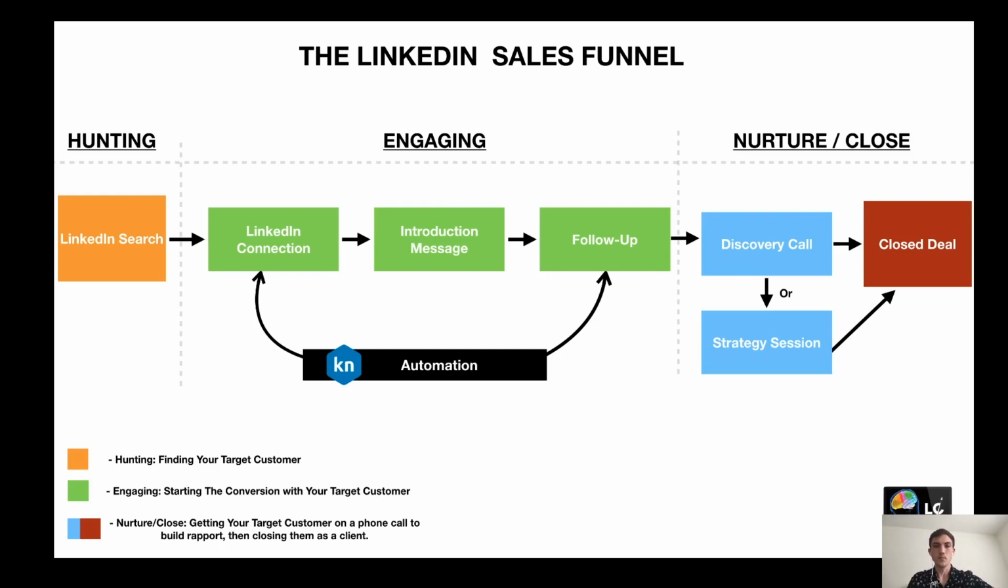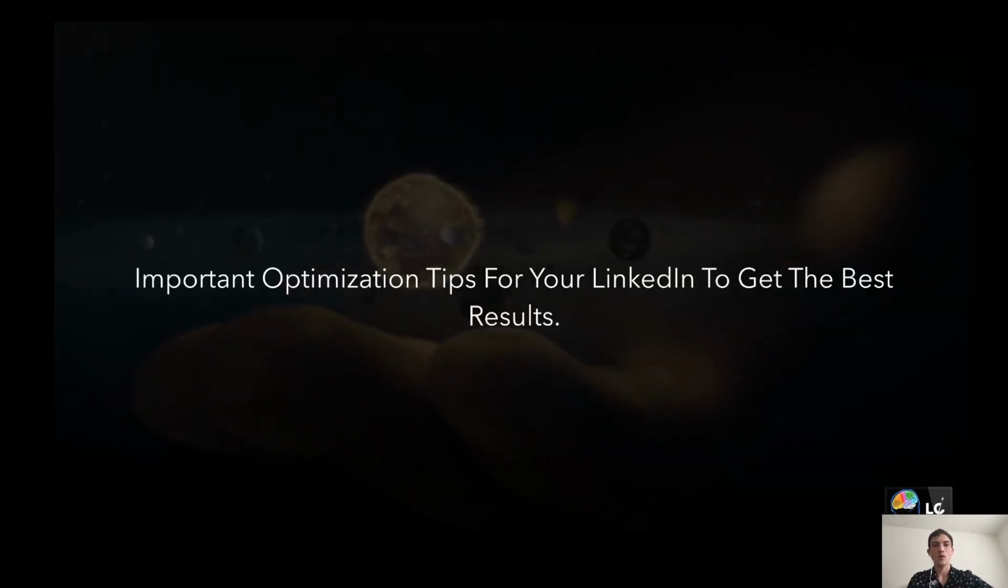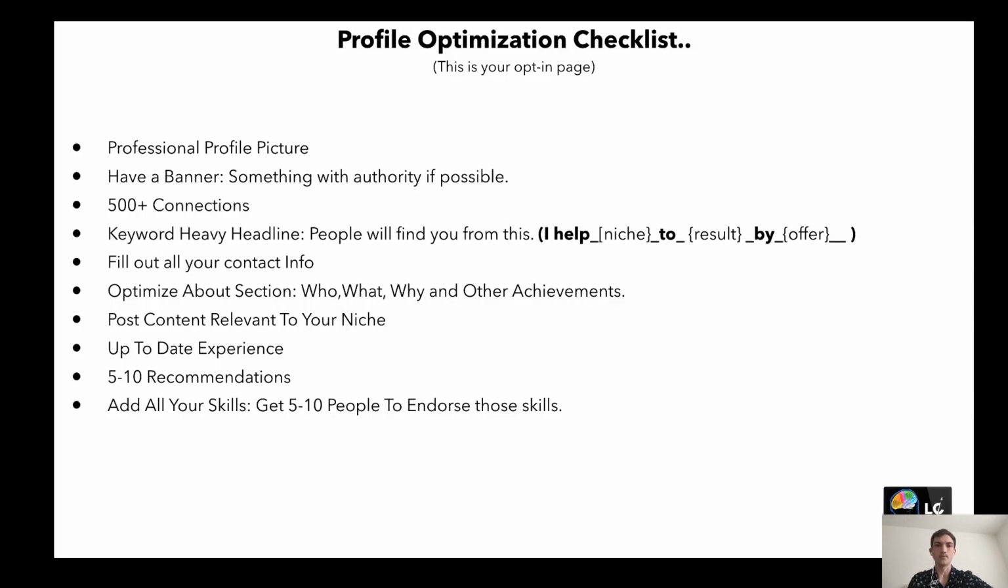Okay, so now, important optimization tips for your LinkedIn to get the best results. This is really, really important. So here's a profile optimization checklist. This is your opt-in page. So listen to me here, okay? This is really, really important. Your LinkedIn profile is an opt-in page. We're sending out connection requests to individuals that are prospects. Most of you guys are agency owners, so they're going to be business owners.